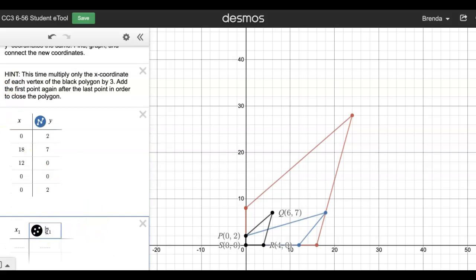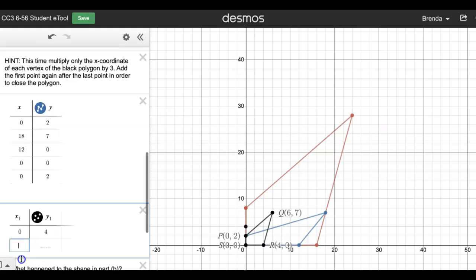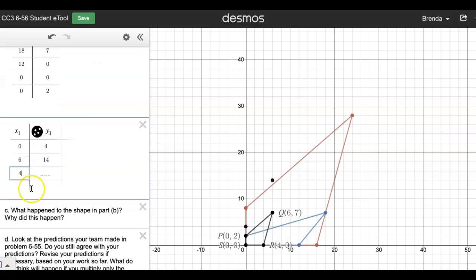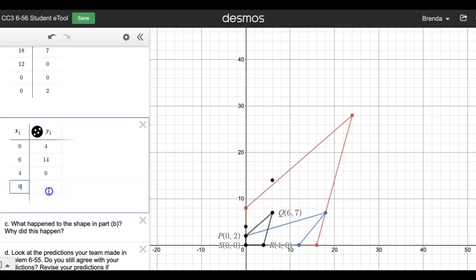Change this color, maybe. But then I multiplied the y's, left the x's alone, but multiplied the y's by 2. So this time I'm going to do 0, and then if I multiply that by 2, that becomes 4. And then the 6, 7 is going to be 6, 14. The R, which is 4, 0, stays 4, 0. And so does this one, it becomes 0, 0, and then we're going to connect back up to 0, 4.